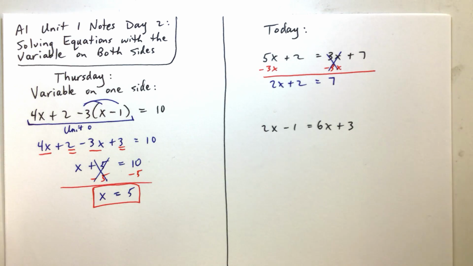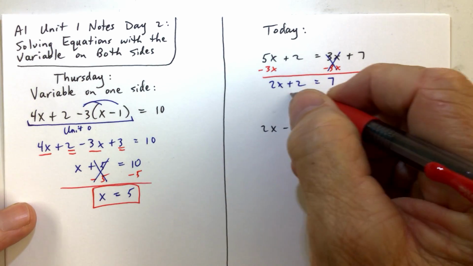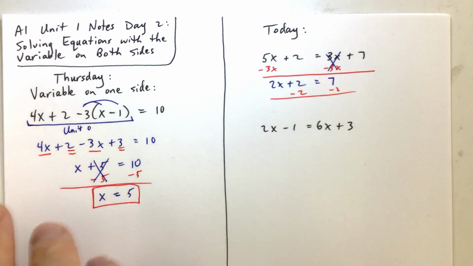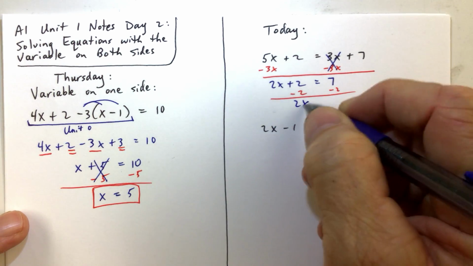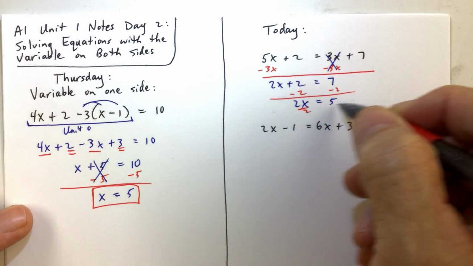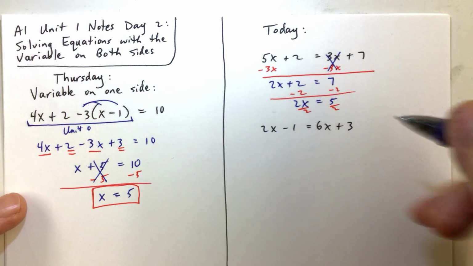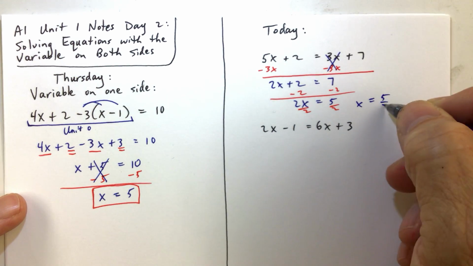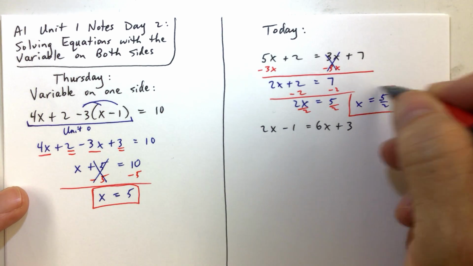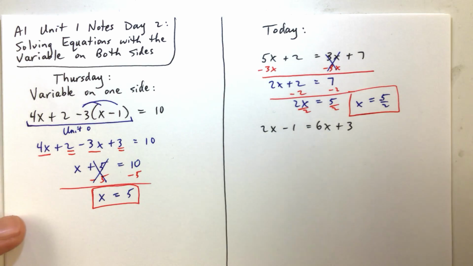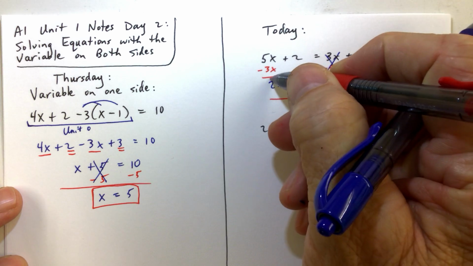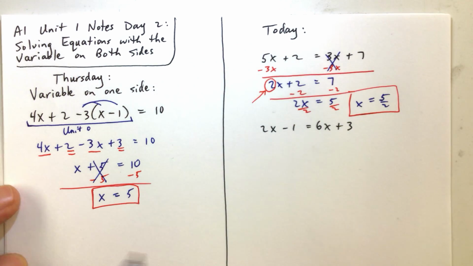Now we are back to a two-step equation, which we know how to solve by performing our inverse operations. We get 2x is equal to 5, and then when we divide both sides by 2, we get x equals 5 halves, and I'll write that over here. As you noticed, we moved the variable terms to one side and we chose the left side because the variable term's coefficient is a positive number. So 2 is a positive number.